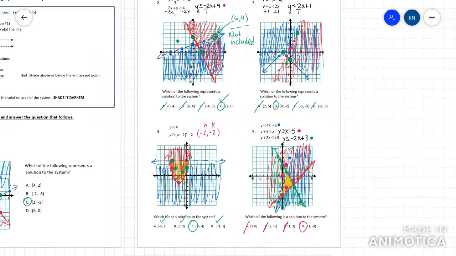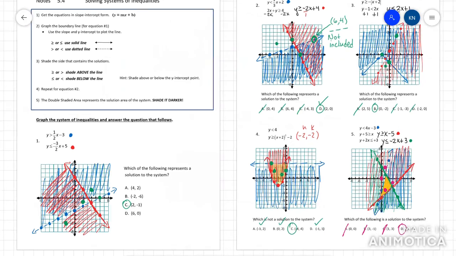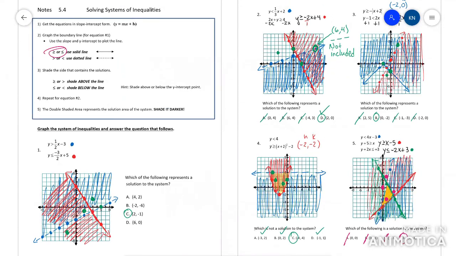So just remember, if it has the or equal to, it's a solid line, and any points on that line are included. If it does not have that or equal to, it's a dotted line, and any point on that line is not included. Greater than, shade above the line, less than, shade below the line. As long as you're accurate and you take your time with this and really think about it, these aren't that bad. So hope this video helped.